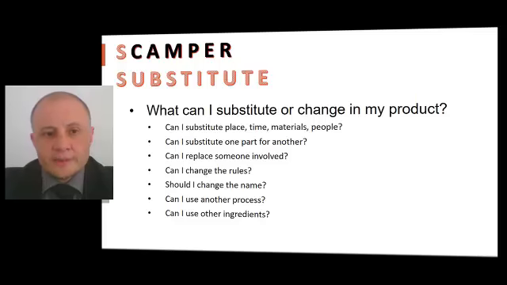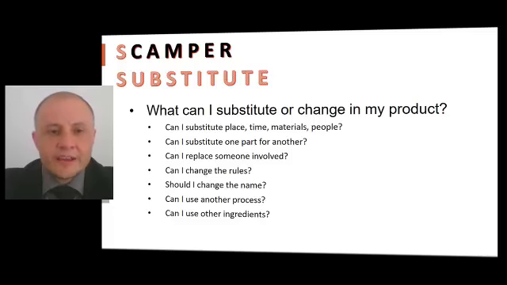The first one is substitute. What can I substitute or change in my product in order to increase the willingness to pay? Can I substitute the place, time, materials, and people? For example, if you're taking this class through Zoom, that is substituting face to face. Can I substitute one part for another? Replace someone involved, change the rules, change the name, change the process or the ingredients.